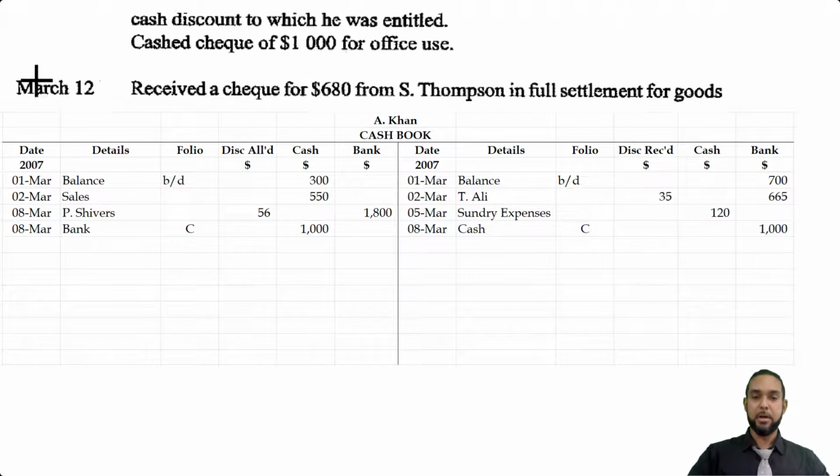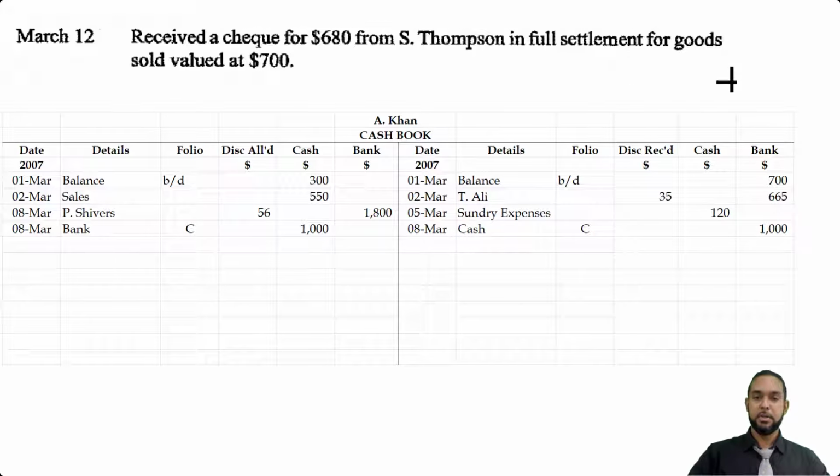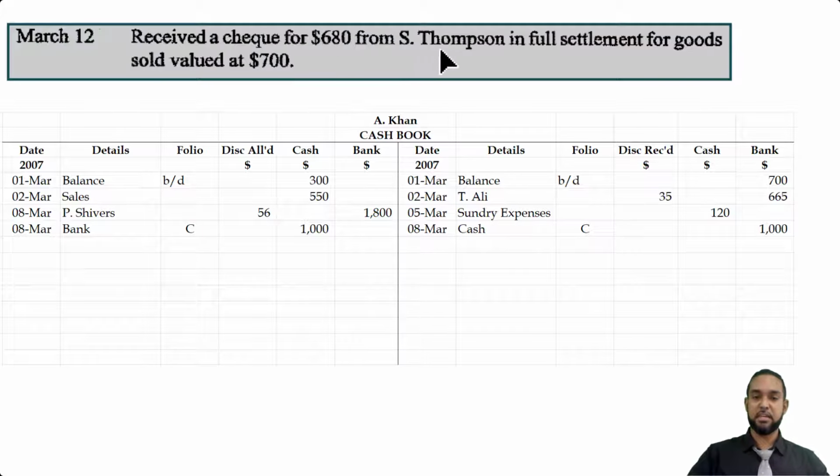Now, the next item up was on the 12th. It says, receive the check of $680 from S. Thompson in full settlement for goods sold, valued at $700. So we received a check for $680 from S. Thompson, right? If we receive the check, bank is going up. So we have to go on the debit side and put the entry for $680 on the bank. But it says in full settlement for goods sold, valued at $700.